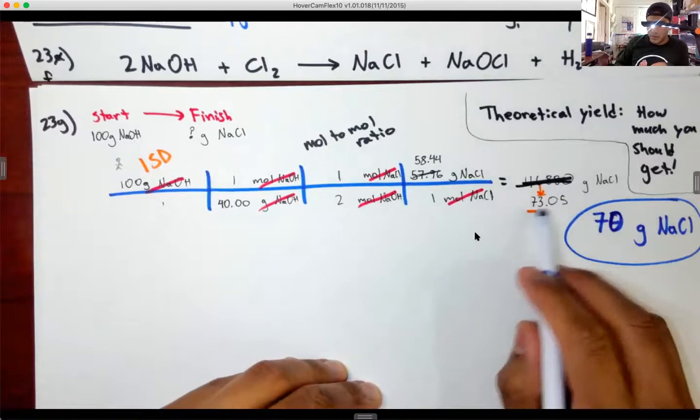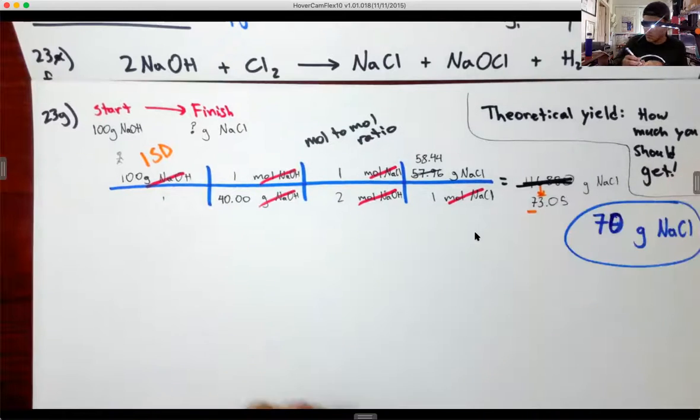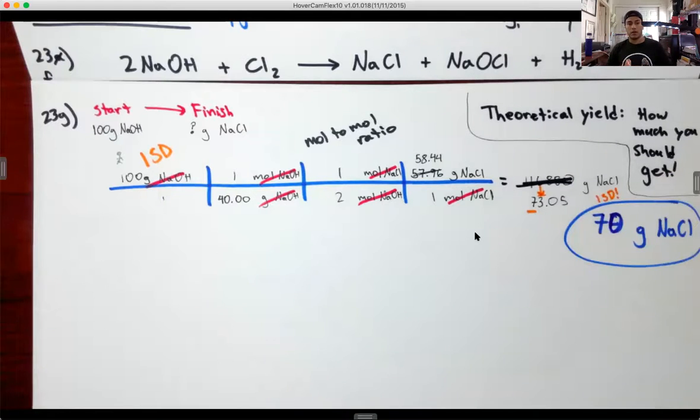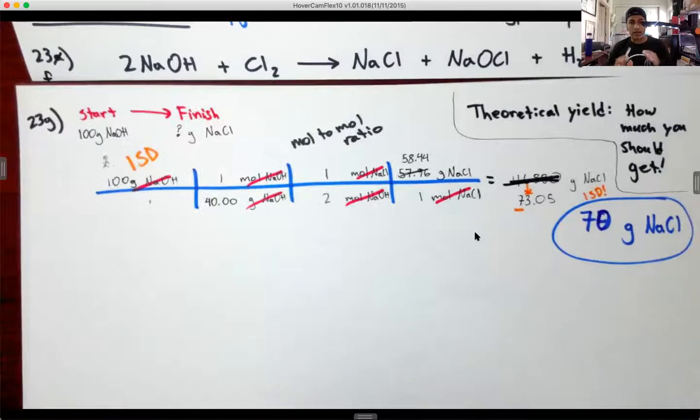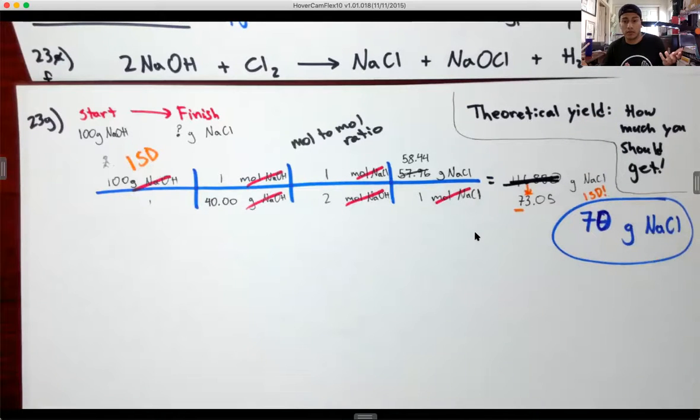Because I can only go to the 7, 4 or less, let it rest. Here I have one significant digit. In this final answer, I have one significant digit, so that's okay. 70 grams of NaCl. That's how you do this problem, right? Theoretical yield just means how much you get. Now let's look at the next problem, which is letter H.